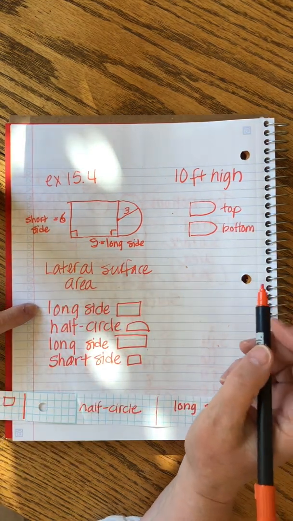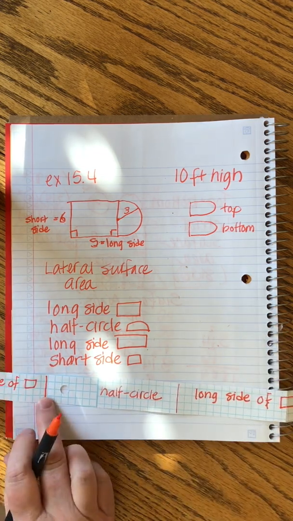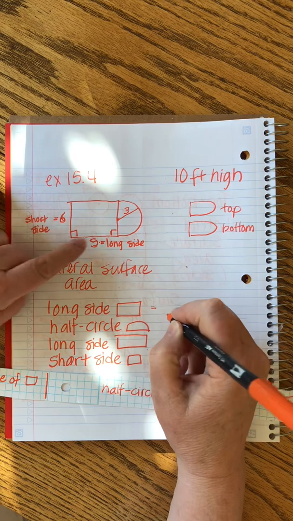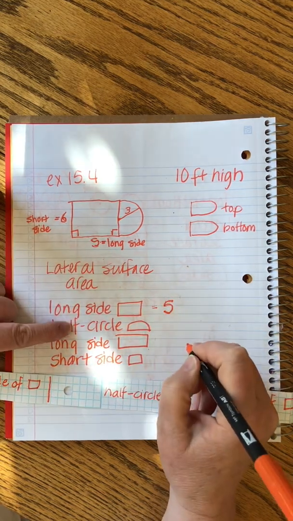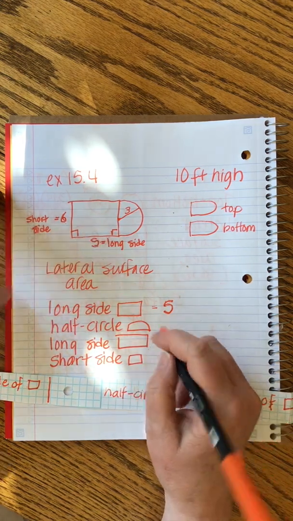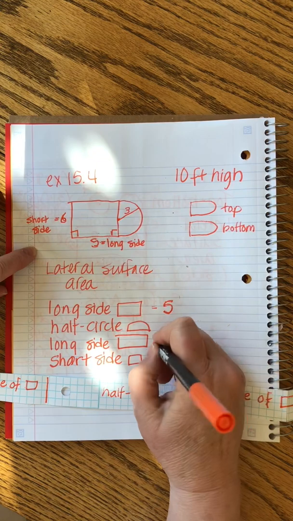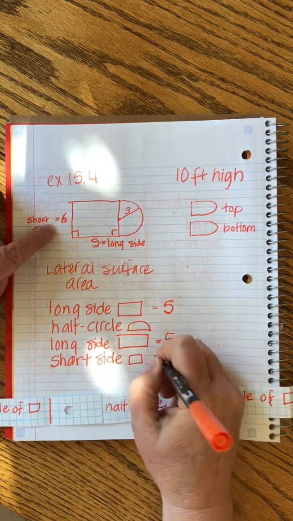Okay, so to find the lateral surface area, we need the length of the long side, which equals 5. We need the length of the half circle. Let's skip over that. I want to come back to that one. We need the long side again, right? Because it wraps around like that. And then we need the short side, which is 6.